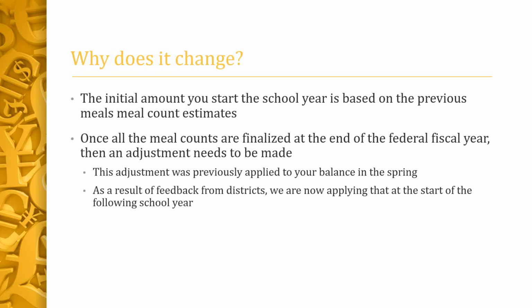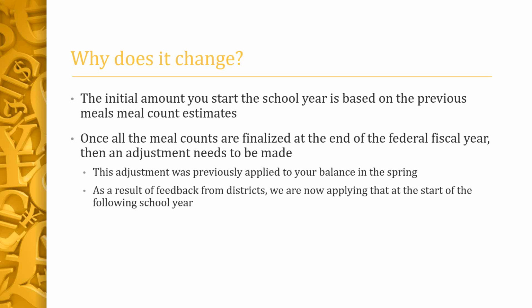Okay, so let's get into a little more detail on entitlement. Often we're asked, why does the entitlement amount change? The entitlement amount changes because the initial amount we give you at the start of the school year is based on your previous year meal count estimates. At that time, we're utilizing an estimate based on number of meals served from the previous school year. Once those meal counts are finalized at the end of the federal fiscal year and we get information from USDA on our final total meal counts from the previous school year, that's when we make adjustments.